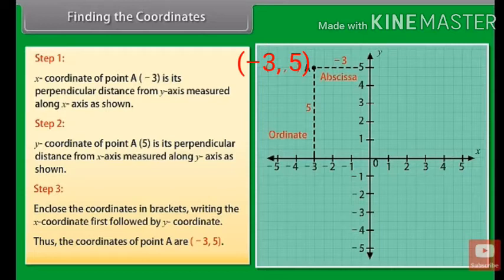Solution. Step 1: the x-coordinate of point A, -3, is its perpendicular distance from the y-axis measured along the x-axis, as shown. Step 2: the y-coordinate of point A, 5, is its perpendicular distance from the x-axis measured along the y-axis, as shown. Step 3: enclose the coordinates in brackets, writing the x-coordinate first followed by the y-coordinate. Thus, the coordinates of point A are (-3, 5). Here -3 is called the abscissa and 5 is called the ordinate.